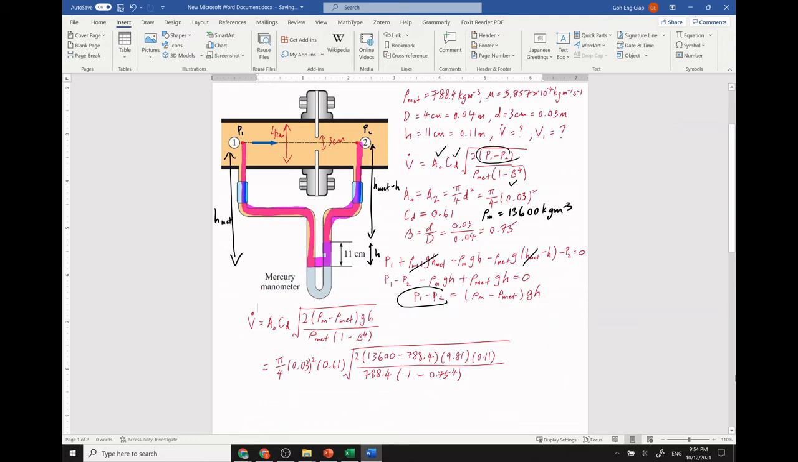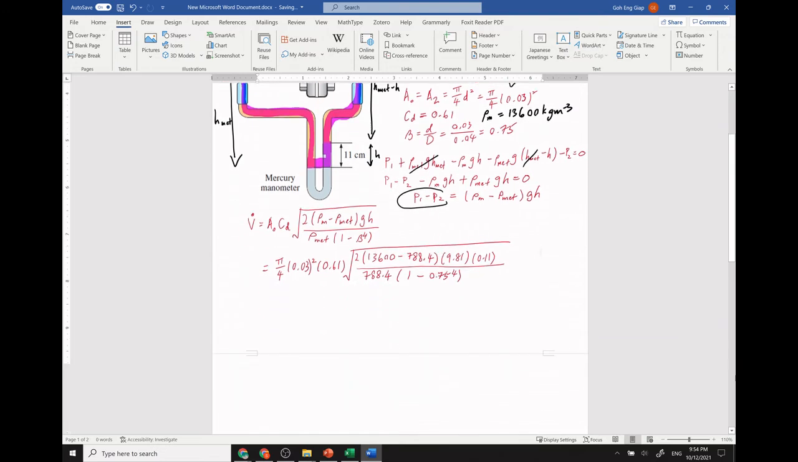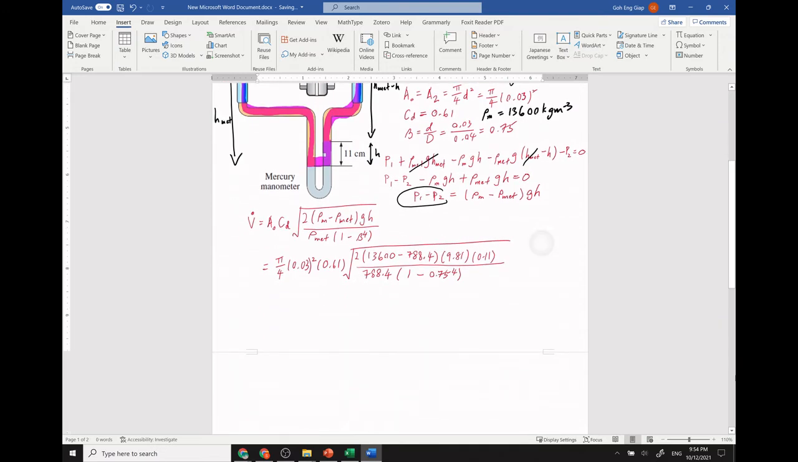So we just move on with the calculation. If we calculate it correctly, using a calculator, we get 3.088 times 10 to the power of minus 3 meter cube over second.